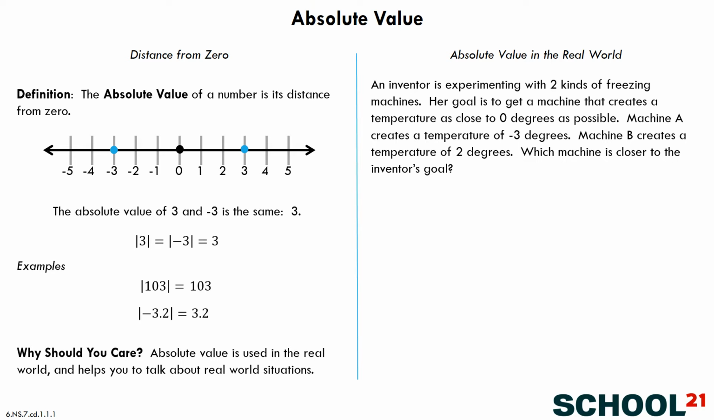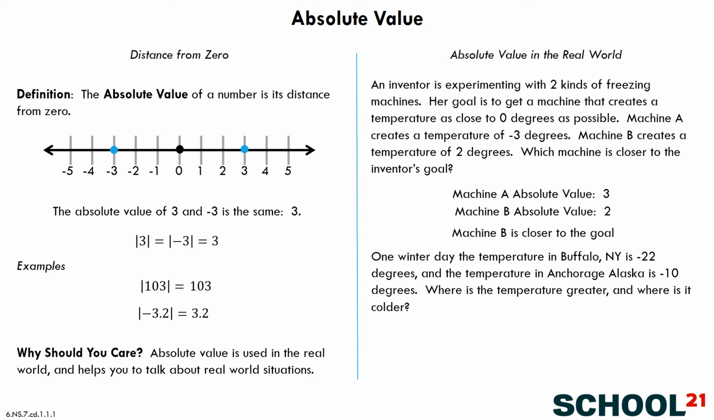So how would you think about this? Well, the absolute value of -3 is 3. Yeah. So that's more than the absolute value of 2, which is 2. So machine B is closer. Very good. So we think about this in terms of absolute value. You're absolutely right. The absolute value of machine A is 3. Machine B is 2. And absolute value is a great way to think about this because she wants something as close to 0 as possible. So she wants the least absolute value, right? Good. Okay, let's just look at one more situation. Yeah, so machine B is closest to the goal.